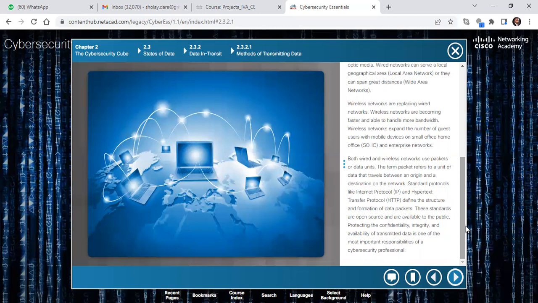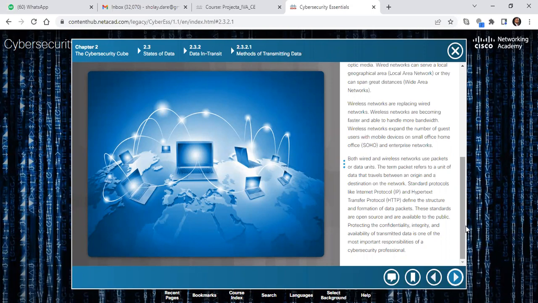That's why when you want to browse, you must see HTTP. And not only do you see HTTP, you must also have what we call an IP address. That is what those two things represent. These standards are open source and are available to the public.